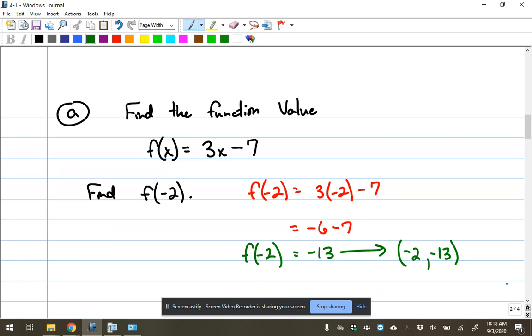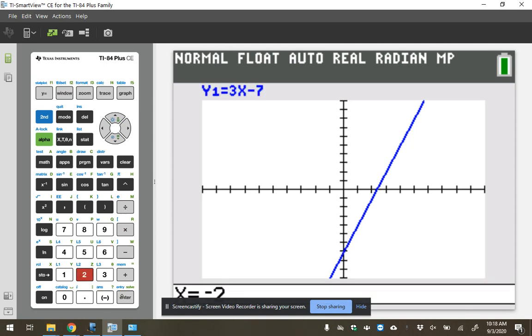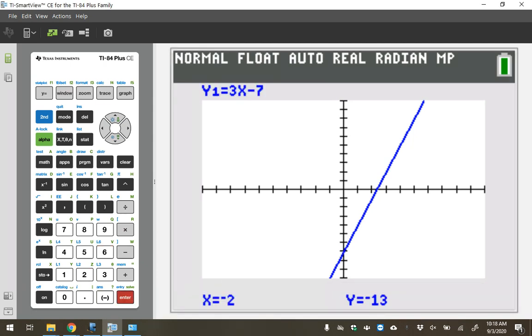If I'm using my graphing calculator, I've got the graph already drawn, and I want to know what's the y value when x is -2. There's a couple of different ways to do that. One way is to hit the trace button, and then just type in -2. Look down at the bottom, gives me that ordered pair. So there's a shortcut with your graphing calculator that can help you. Drawback to that is if it ends up being a fraction answer, you're going to get a decimal spit back out at you there. Okay, so just understand that that's what happens if you use the trace function.